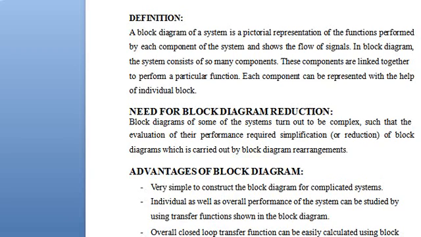A block diagram consists of many components. These components are linked together to perform a specific operation, so that each component can be represented with the help of an individual block. So what is the use of block diagram reduction? Block diagrams of some systems turn out to be complex, such that evaluation of their performance requires simplification of block diagrams, which is carried out by block diagram rearrangements.